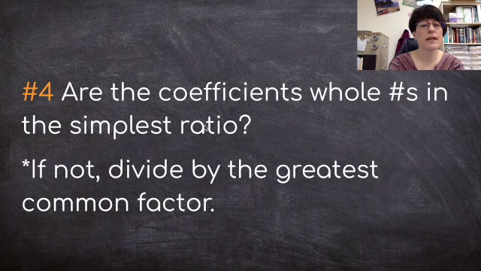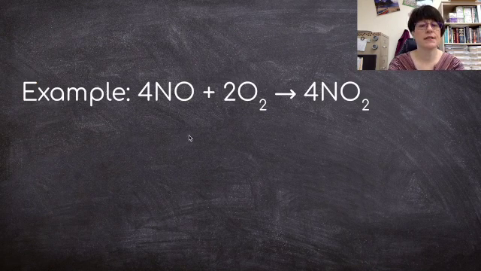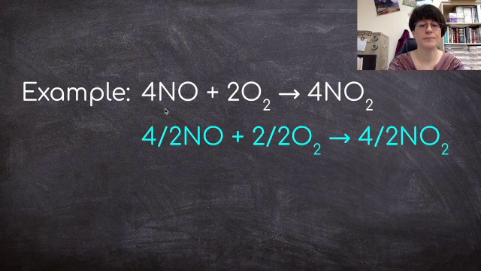Number 4 is, are the coefficients whole numbers in the simplest ratio? If not, divide by the greatest common factor. What if, and this is our example here, what if when we balance this equation we had come up with 4NO plus 2O2 yields 4NO2? We can see here that all of these can be divided by 2. So we're going to divide all of those by 2.